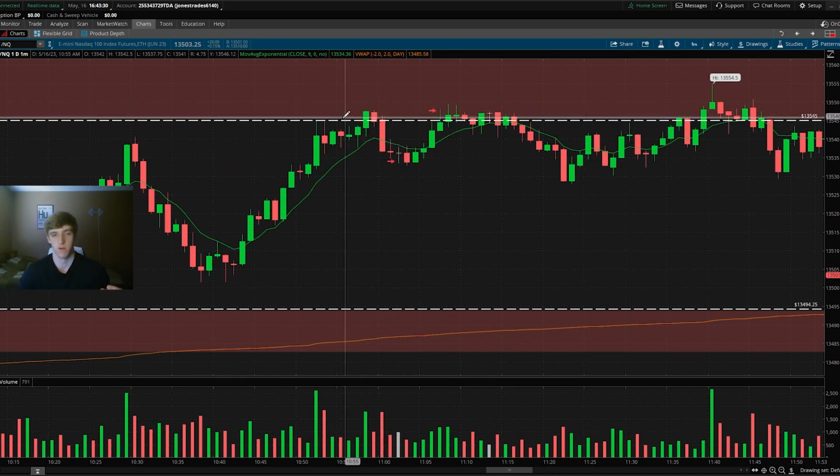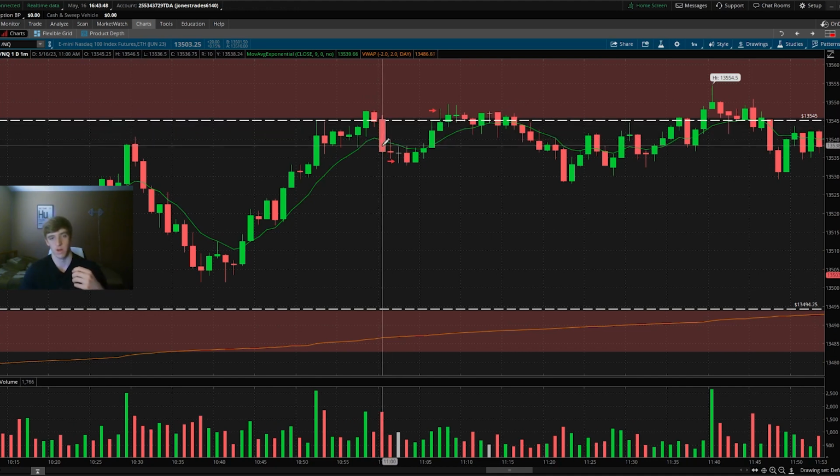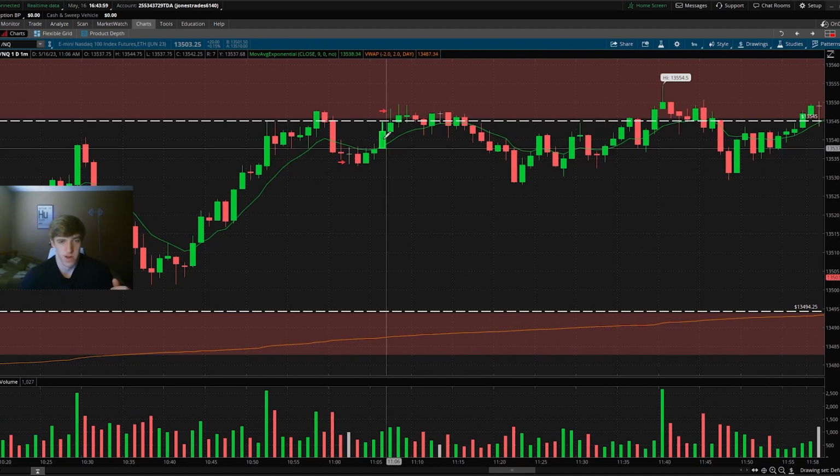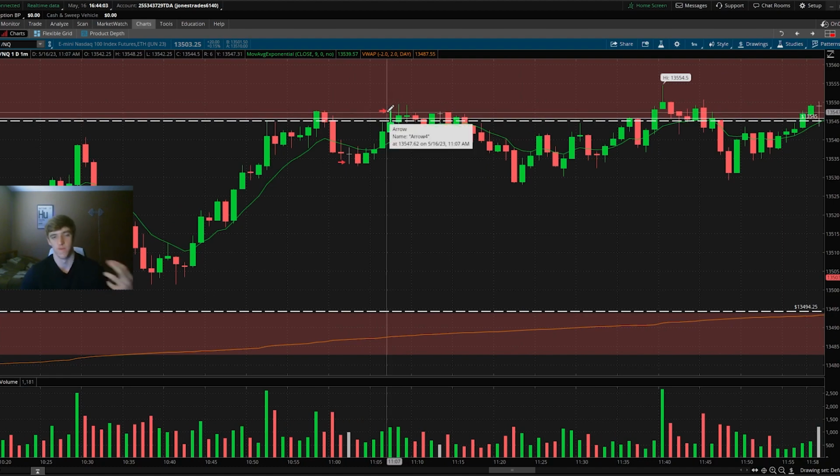So basically I was going for a supply rejection because we got the move up into supply and then it formed kind of an evening star, and this was a bearish engulfing candle. So this is a setup I typically like to take. I was expecting a move back down towards these lows and unfortunately we just did not get it. So I went short here and got stopped out here for another like $25 loss.